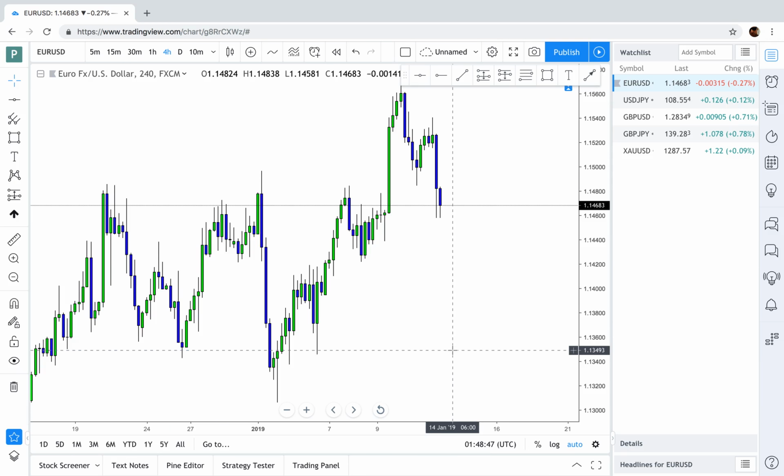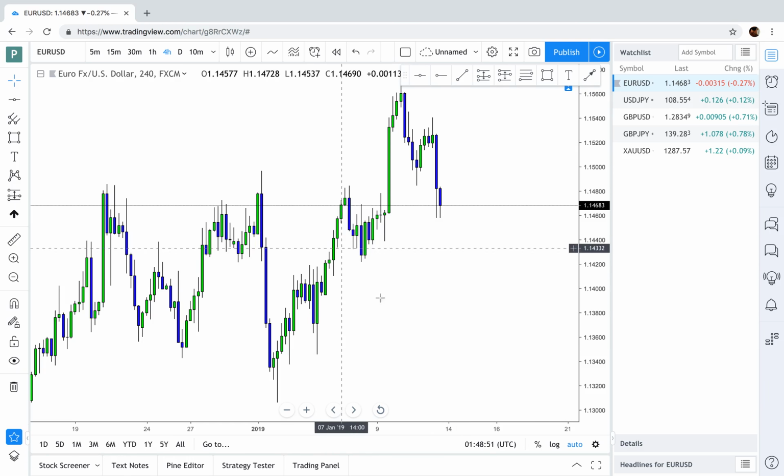In the MetaTrader 4 mobile application on your phone, you're also going to learn how to look at time frames on your phone as well, but essentially the same thing as here on this TradingView website that I'm using.